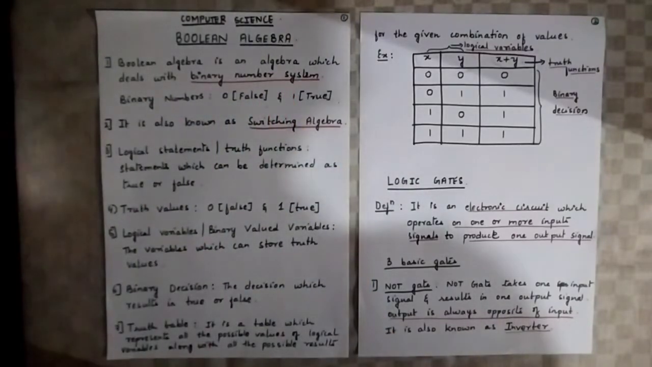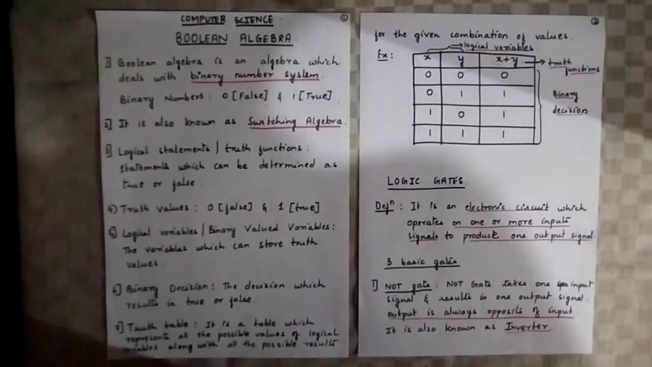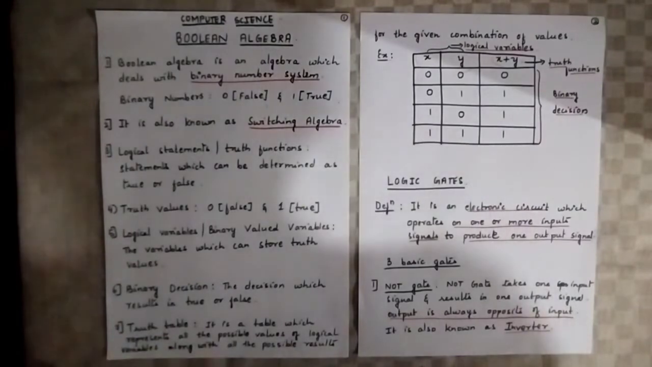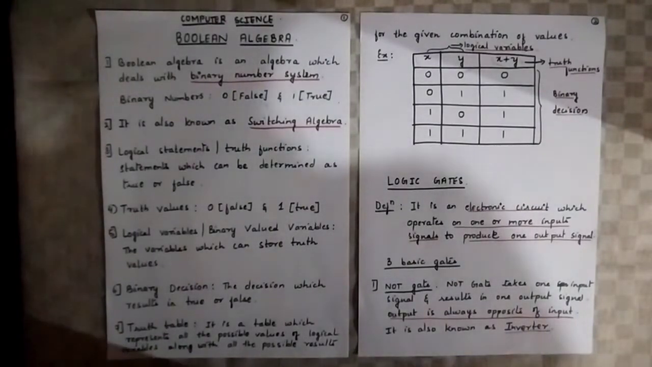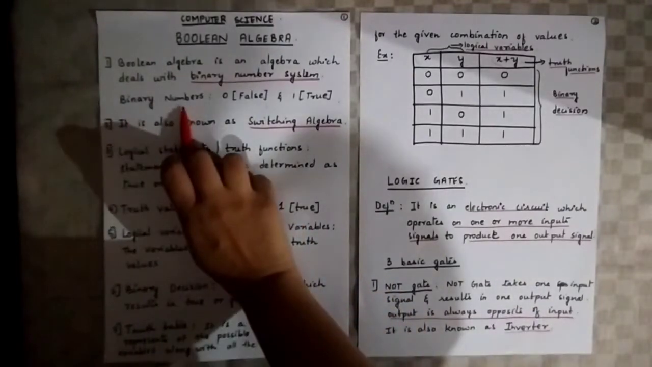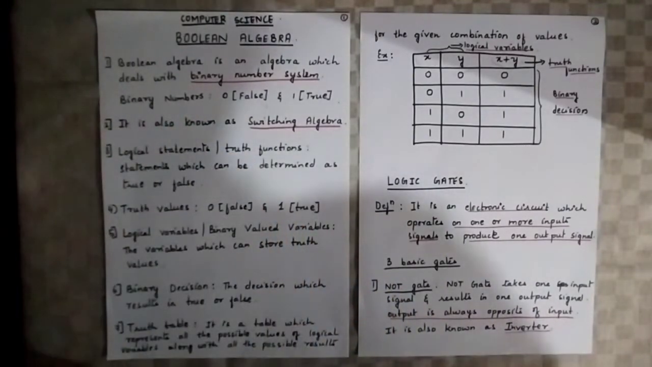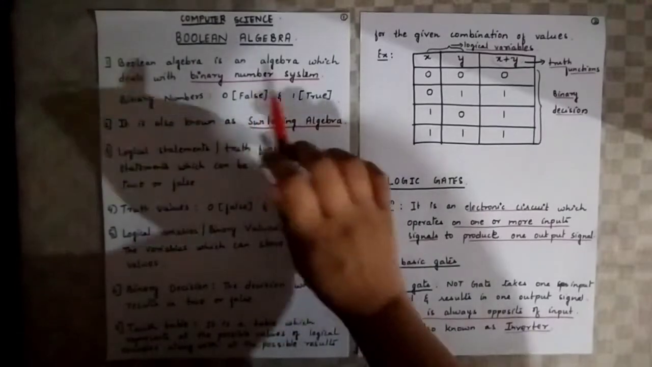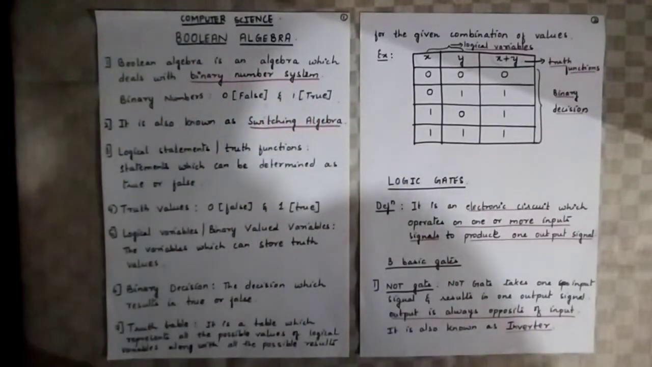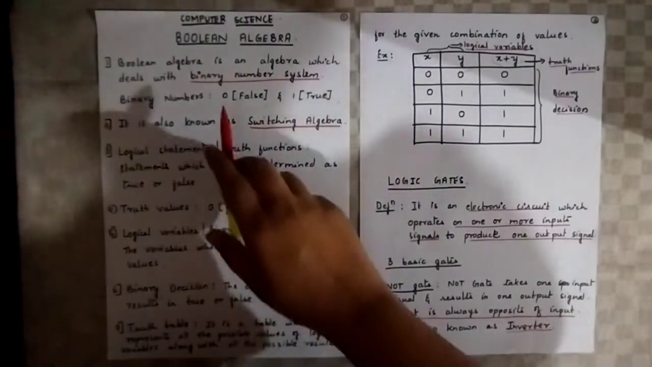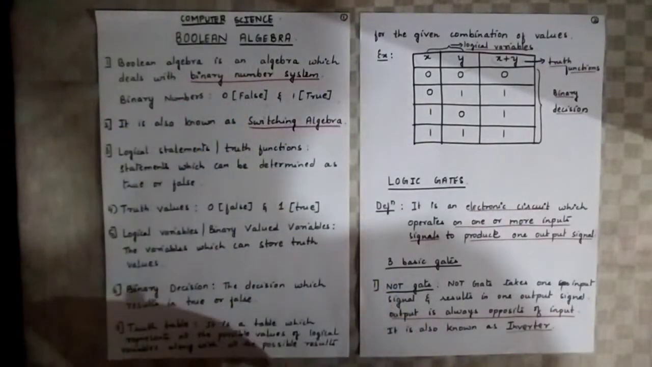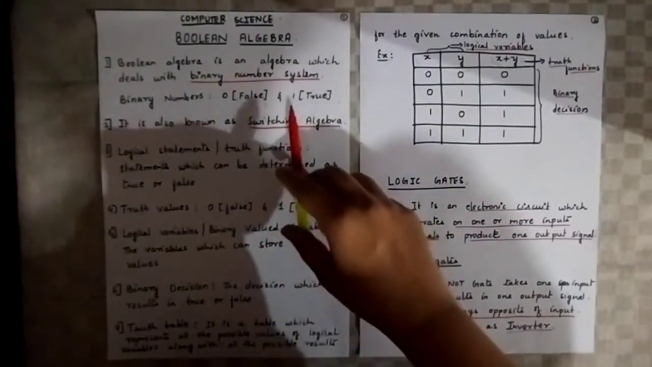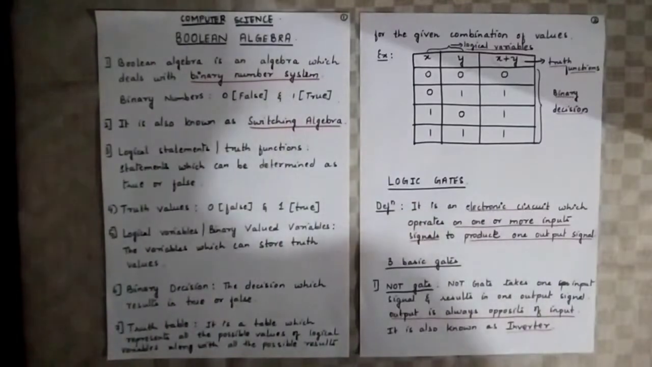What is this binary number system? Binary number system is a particular number system which deals with two values, that is 0 and 1, which are known as binary numbers. This value 0 indicates false and the value 1 indicates true. We can also say that 0 indicates low voltage for a computer system and 1 indicates high voltage for a computer system.